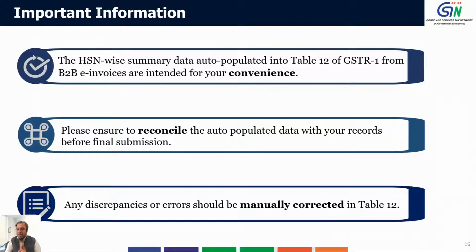Second thing you have to keep in mind is that if you have a large number of invoices and you are auto-populating HSN-wise summary, in that case, system may require 2 to 3 minutes time to auto-populate. Okay, so that is another important thing. Third thing is that this functionality uses e-Invoice to prepare your HSN-wise summary. And if you have missed any invoices, in that case, that data will not be part of the HSN-wise summary. And in that case, you need to ensure that you reconcile your data before submitting table 12 data, which is auto-populated by the system.